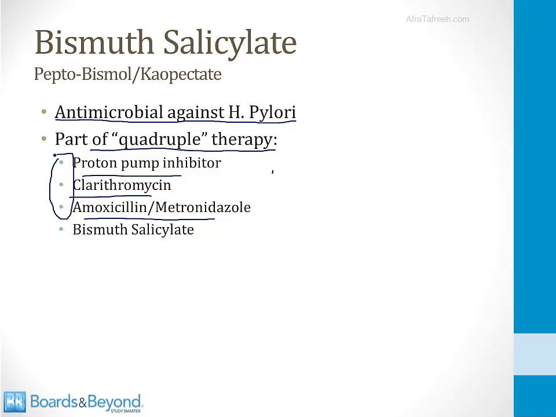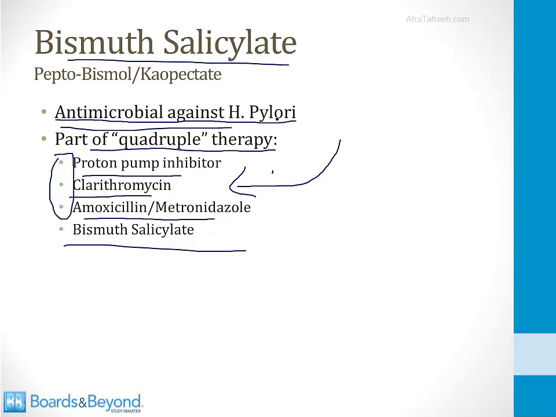top of this list. But sometimes a fourth agent is added, that's called bismuth sulfate, and that's called quadruple therapy, and that's used in regions where there is a high rate of resistance to some of these antibiotics. And the reason it's used is because there is antimicrobial activity of bismuth salicylate.